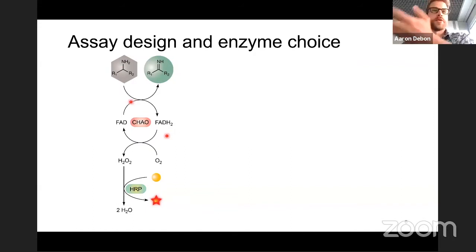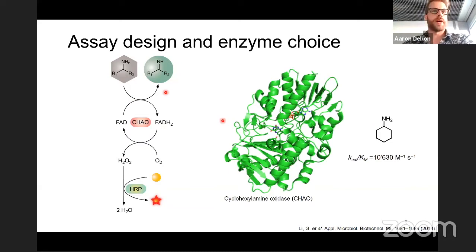And the enzyme that we chose to evolve was cyclohexylamine oxidase, short CHAO. It does what the name says. It oxidizes cyclohexylamine, and it does so at around 10,000 per molar per second in kcat over Km.